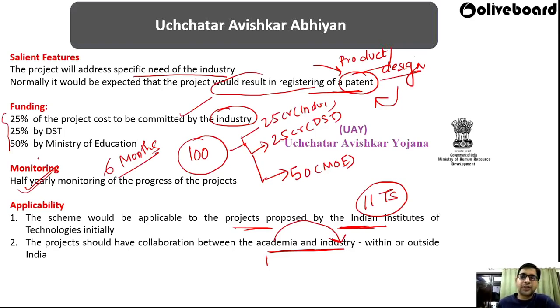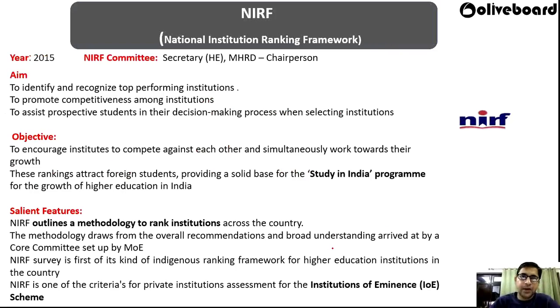Monitoring of this project, the Uchchatar Avishkar Abhiyan, will be done on a half-yearly basis. Right now the applicability of this project is only for the IITs, though it may be extended in the future. Right now it is mainly proposed for the IITs initially. And here we want to collaborate between academia and industries.